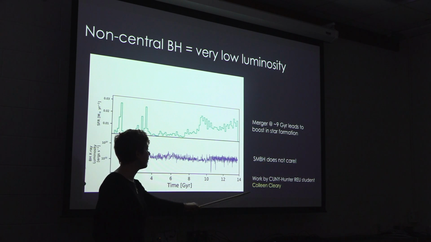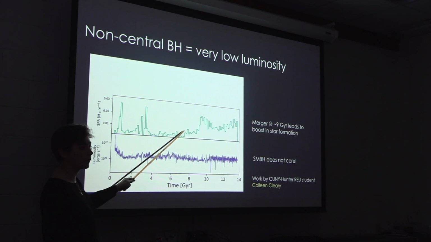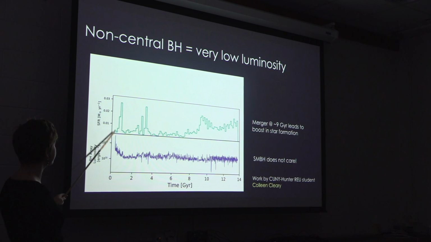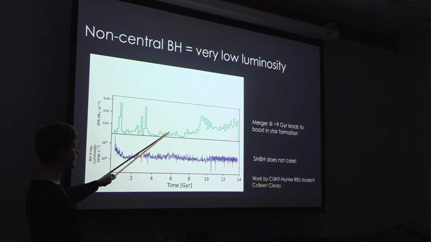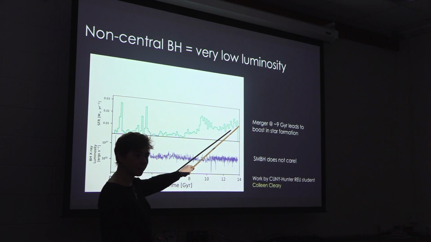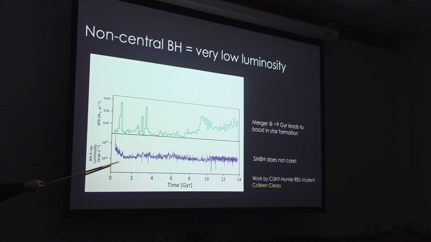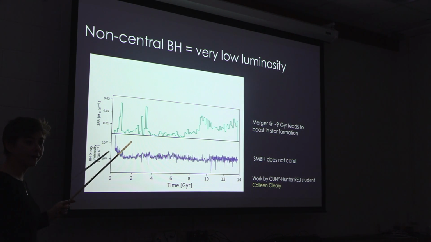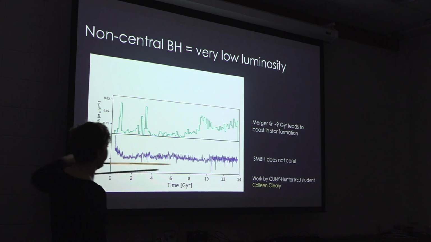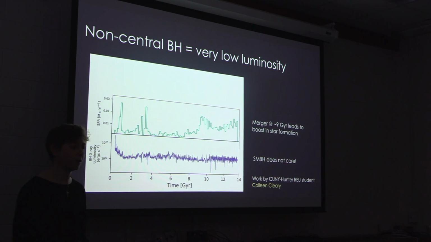That one of my REU students, Colleen Cleary, made. Here's the star formation history of one of these dwarf galaxies that hosts a black hole. So it starts out kind of bursty, and then it does sort of nothing for a while. And then there's this increase. That's pretty interesting. This bottom plot is the luminosity from accretion of the black hole in this galaxy. And as you can see, it is flat.